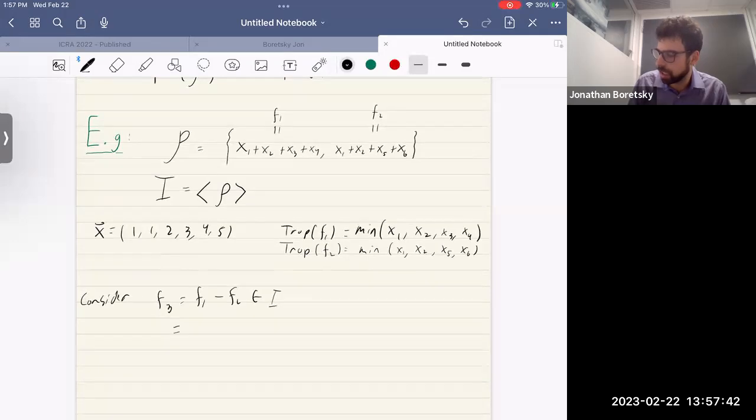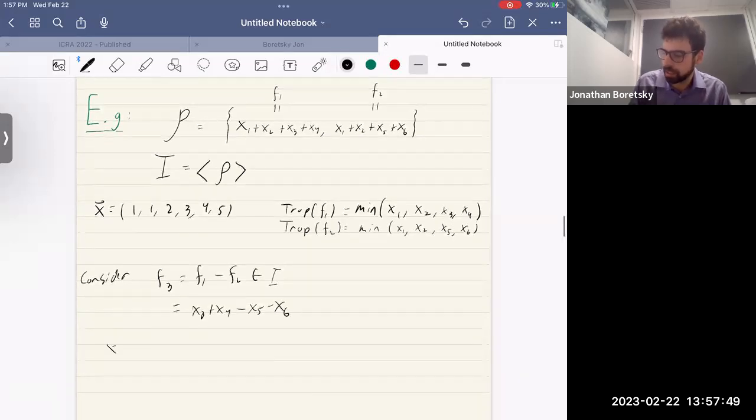This is going to be x3 plus x4 minus x5 minus x6. And observe that x is not a tropical solution to f3 because x3, x4, x5, x6 all have different values for x. And this is representative of the sort of problems you might run into, where the terms that are the minima in the original minimizations can get canceled out, basically. So this is an important distinction to make and something we'll have to be careful of going forward.